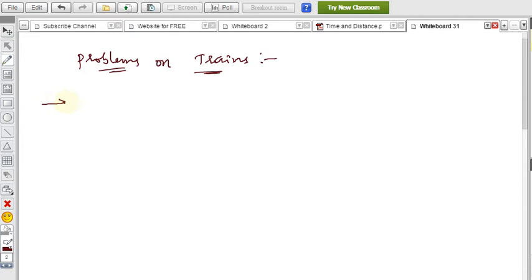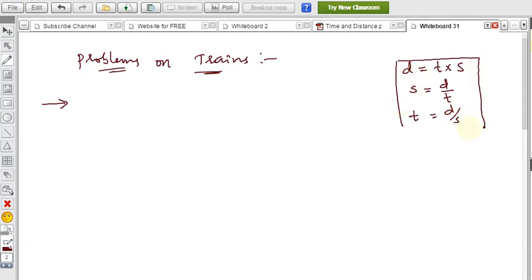First one. Every problem on trains depends on the same concept, that is speed, distance, time. Distance is equal to time into speed. Speed is equal to distance by time, time is equal to distance by speed. Based on these three only, we will also see the concept of 18 by 5 and 5 by 18, because when you change the units it converts.